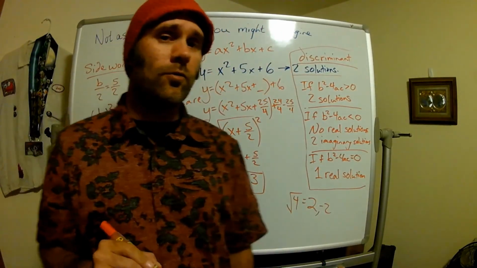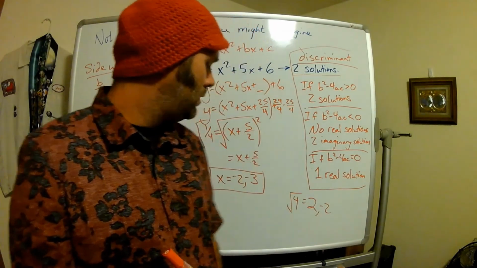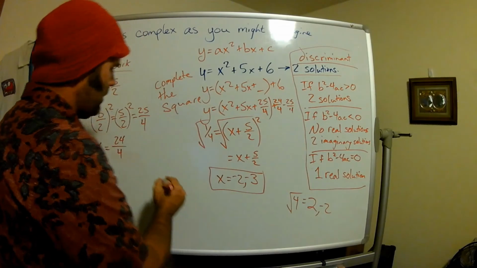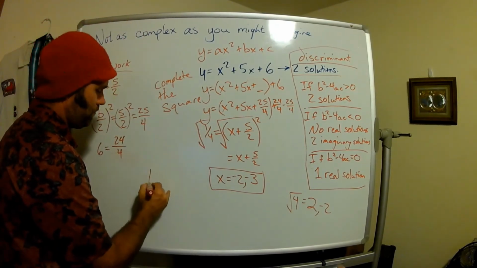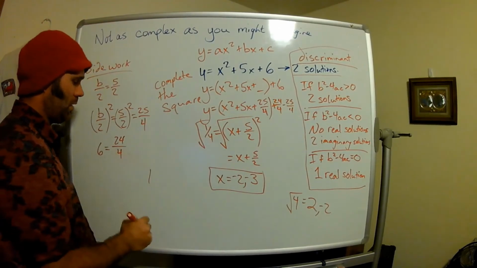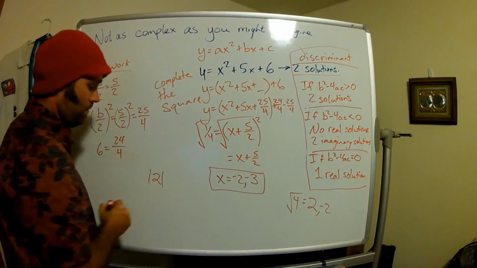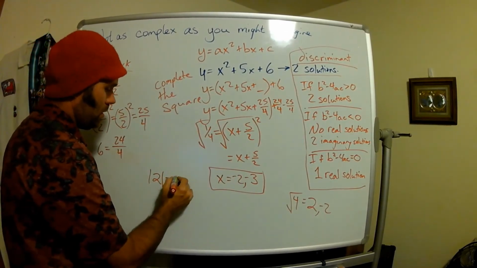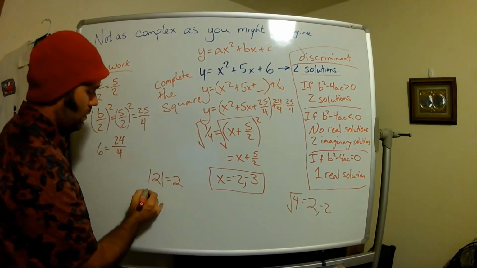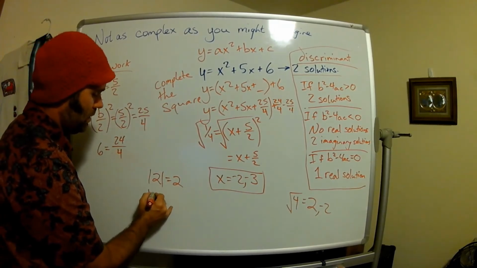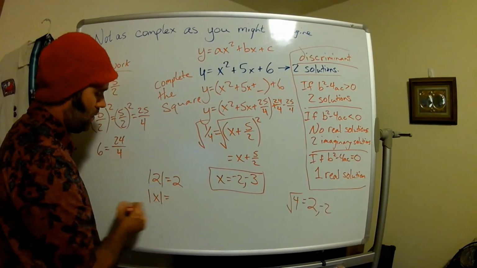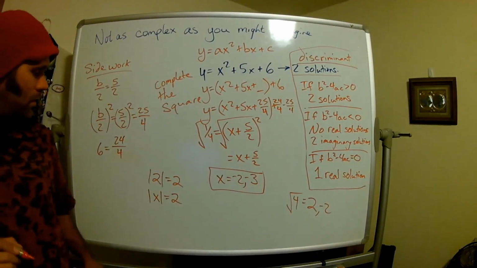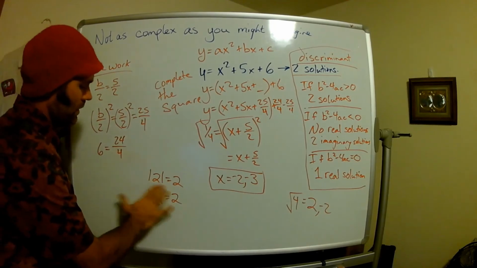So there's 2 answers to this solution. If you think about it, the absolute value of 2 is 2. What about the absolute value of x equals 2? So here's an equation, the absolute value of x equals 2.